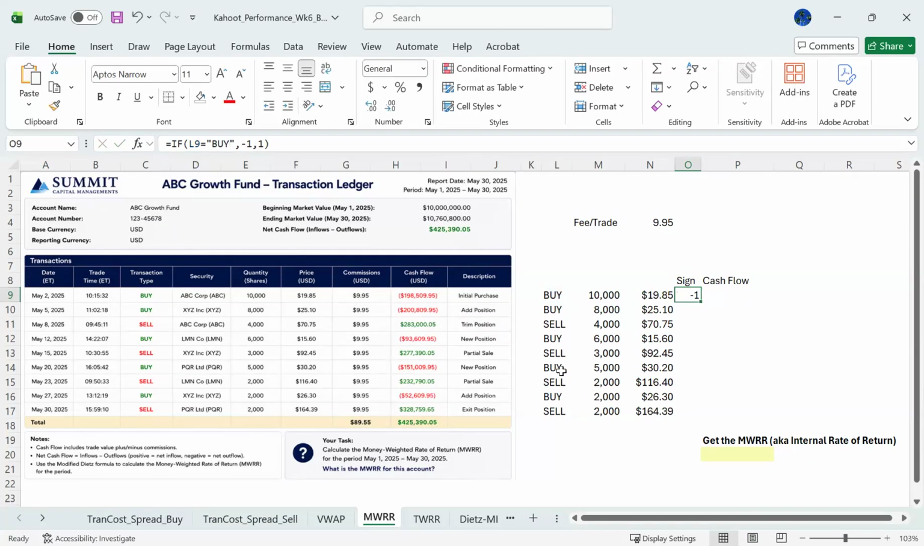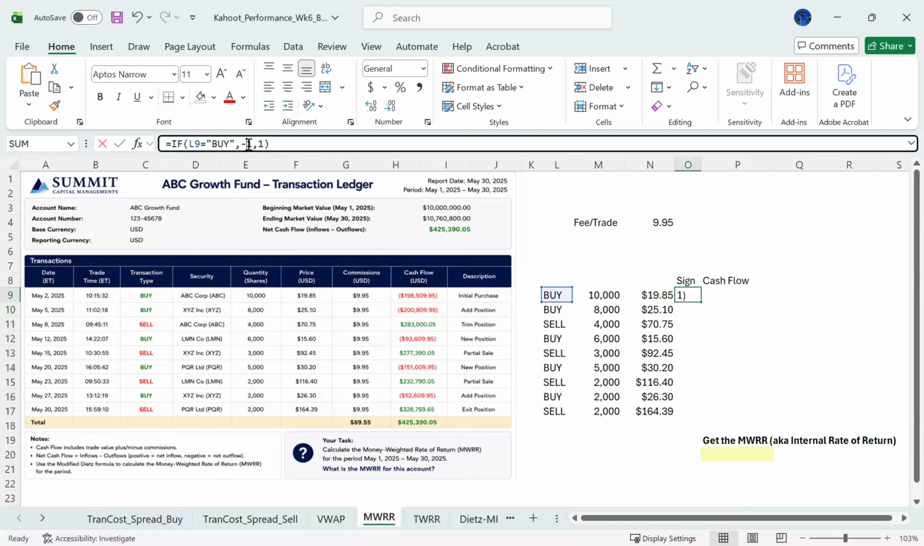But if you have a transaction ledger with other potential types of activities listed here, then you may want to make this more specific. Something maybe like if L is a buy, then -1. If not, then you can add another command, which is if L9 is equal to sell, right?